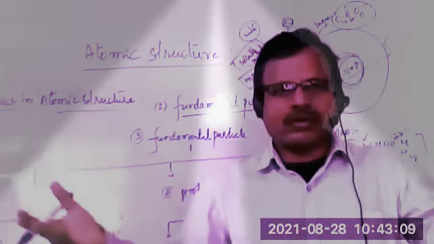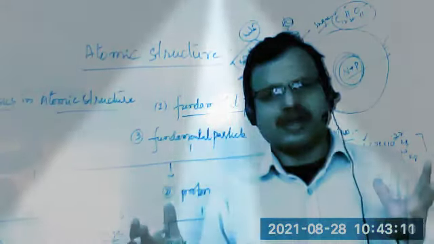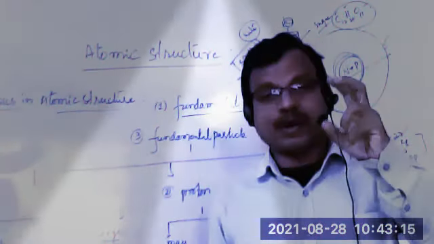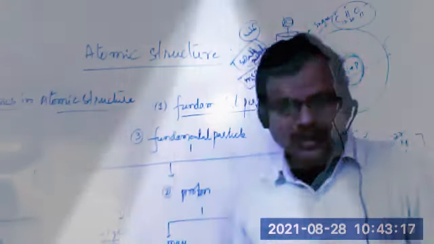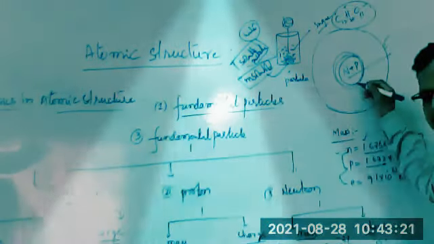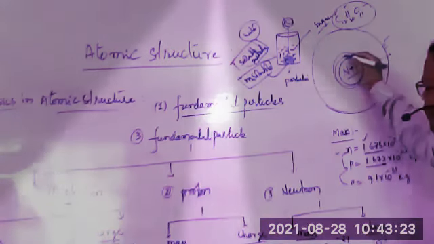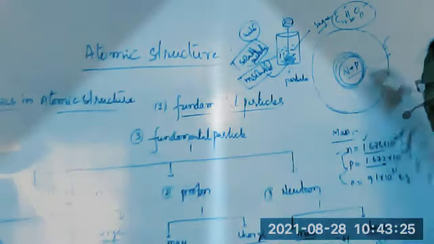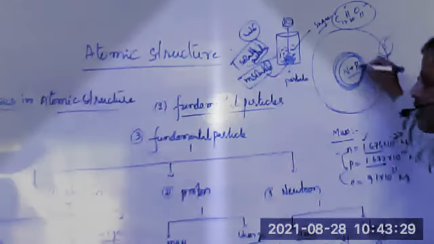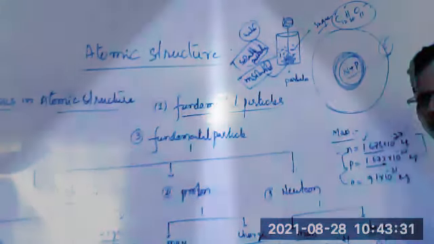See, without any other examples, we can easily understand the position of fundamental particles in the atom. You got clarity? So now tell me where electrons are present. Electrons are present outside the nucleus. Protons and neutrons are present inside the nucleus.